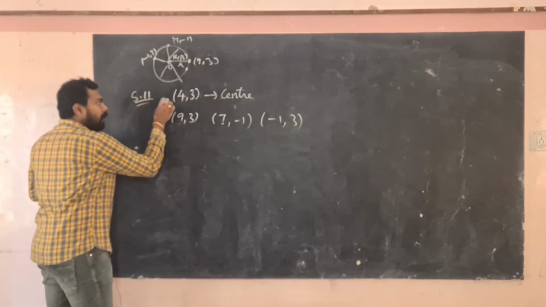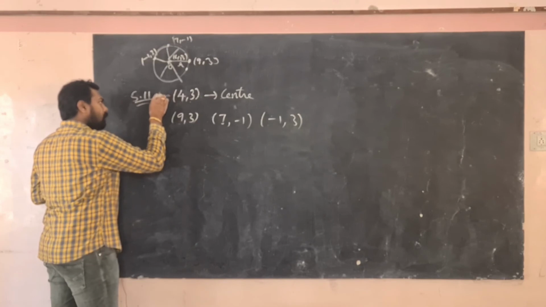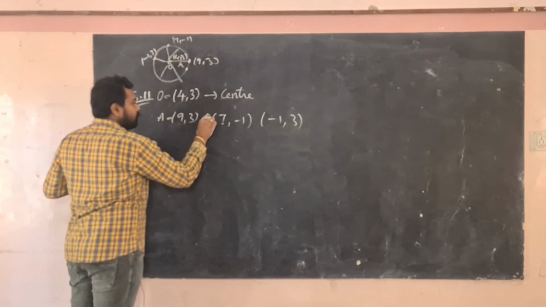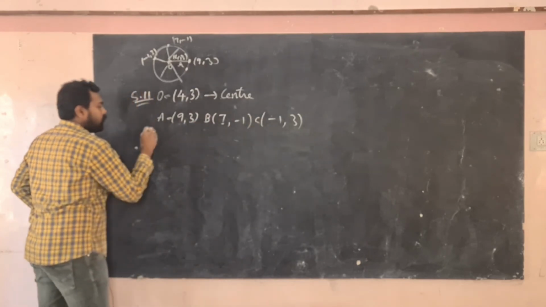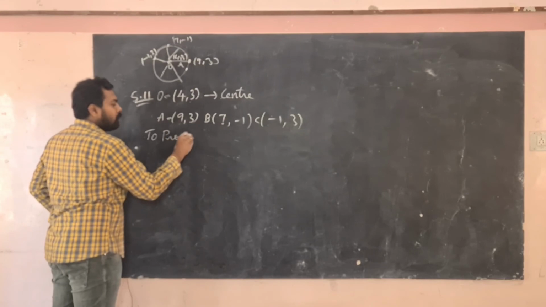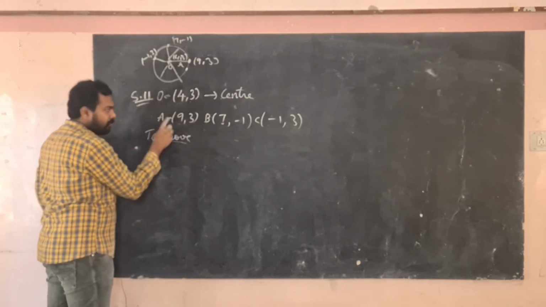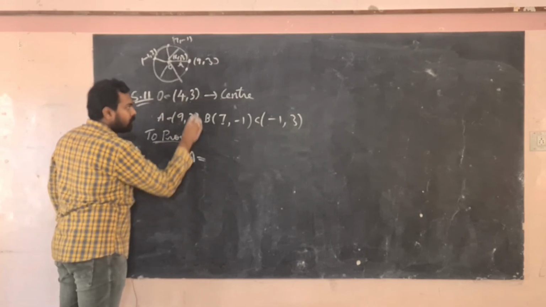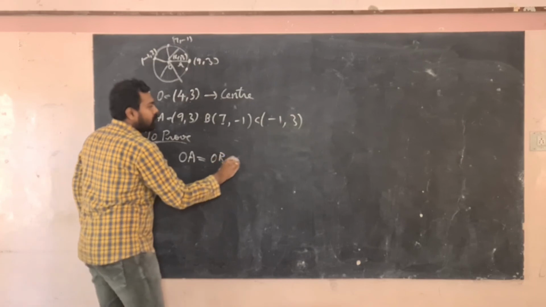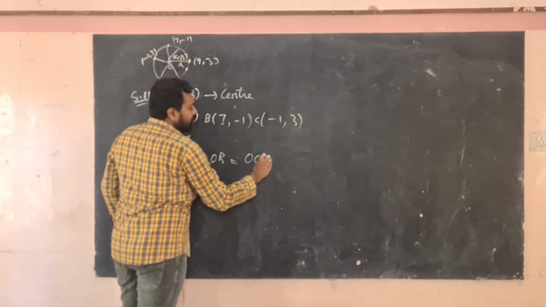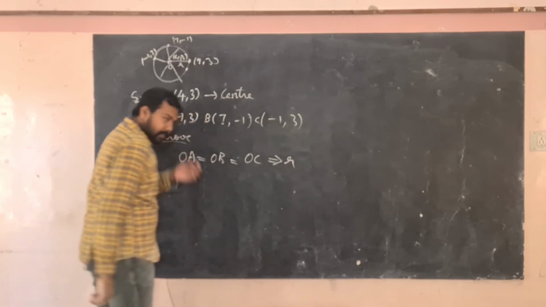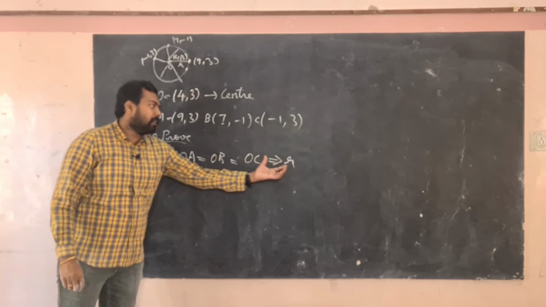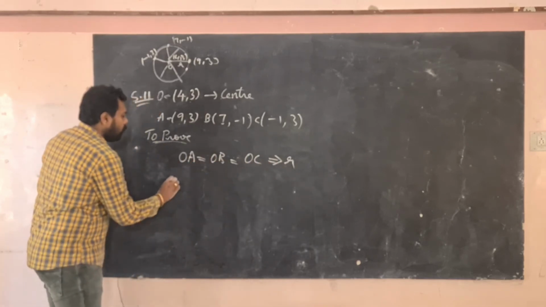Okay, so I am going to take this center as O, this point as A, this point as B, this point as C. In order to make this the center, we have to prove that OA, the distance from the center to the point, is equal to OB, is equal to OC, which is nothing but the radius. What we have to prove is OA equal to OB equal to OC. So first we are going to find OA.